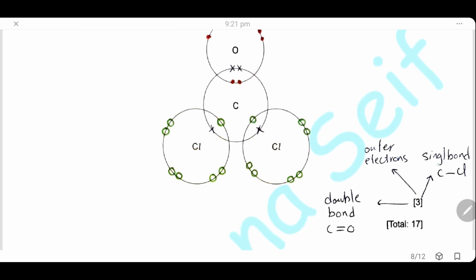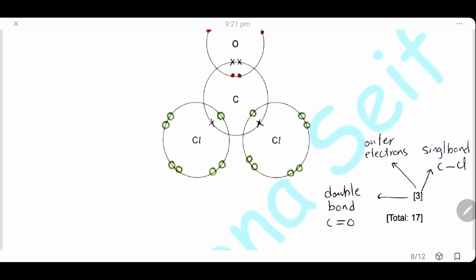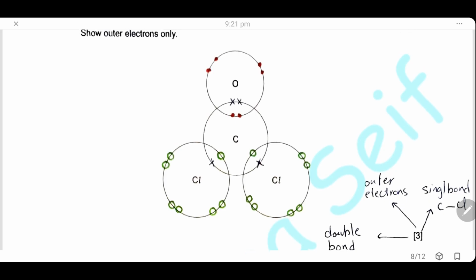1 mark will be for the single bond between chlorine and carbon, the second one will be for the double bond between the carbon and oxygen, and the third mark will be for the outer electrons, the 2 lone pairs of oxygen and the 6 outer electrons of chlorine.